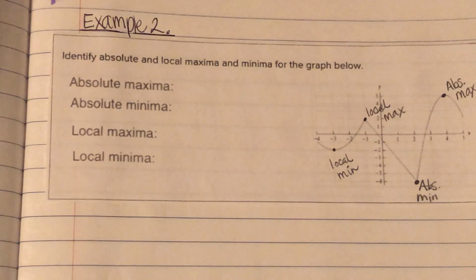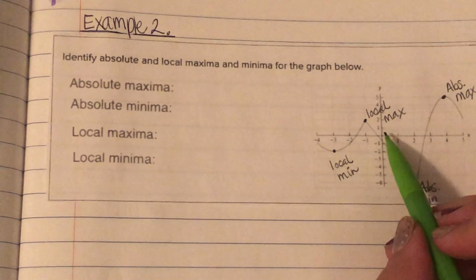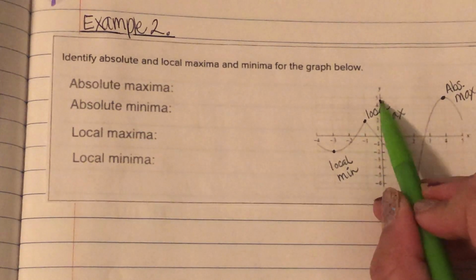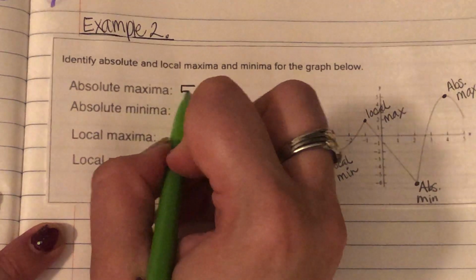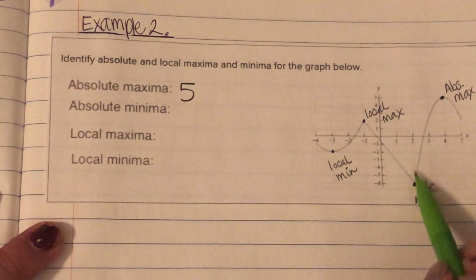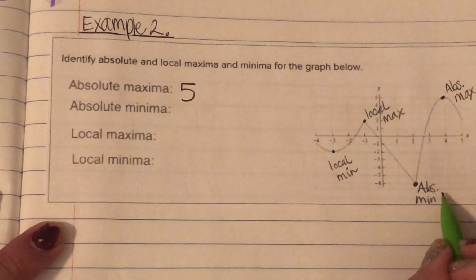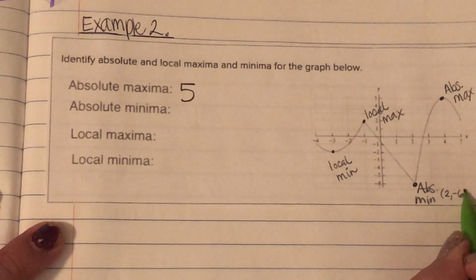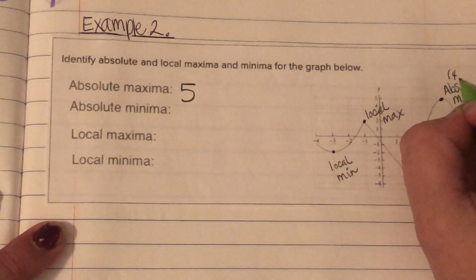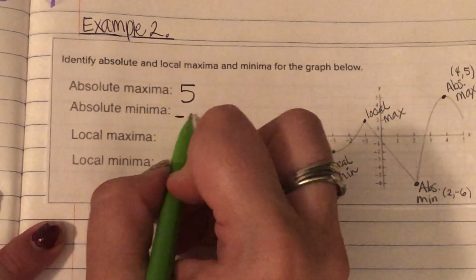Okay, so once again, they are ordered pairs, but when you identify them, you only need the y value to identify them. So my absolute max would be at 4, comma, it looks like 5. So my answer is 5. That's it. I don't have to worry about any kind of notation. Absolute minimum, it looks like 2, -6. That would be the ordered pair, right? Let me write that, 2, -6. And this one was 4, 5, but I only need the y value, so I'm only going to put -6.